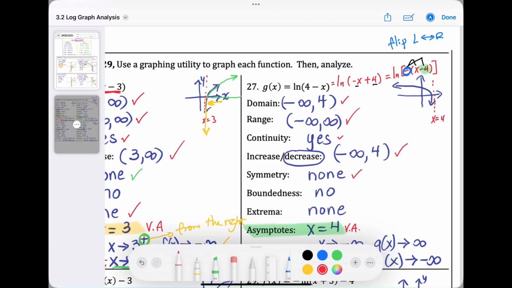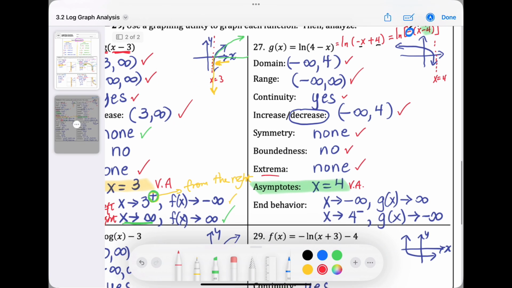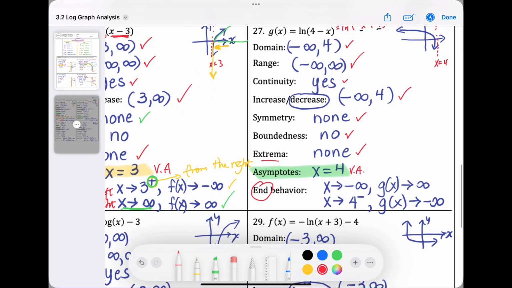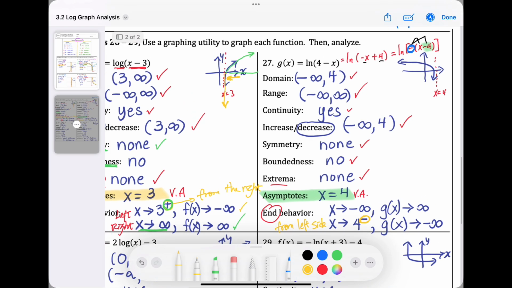And then what do we know about symmetry and boundedness? It is none, you're not bounded by any particular number. Do you see a maximum or minimum? No. And then one more time about the end behavior, to the left and to the right. Again, the negative does not mean negative 4. The negative just means from the left side of the number 4. So when you take a look at the number 4, almost right here, but coming from the left side.